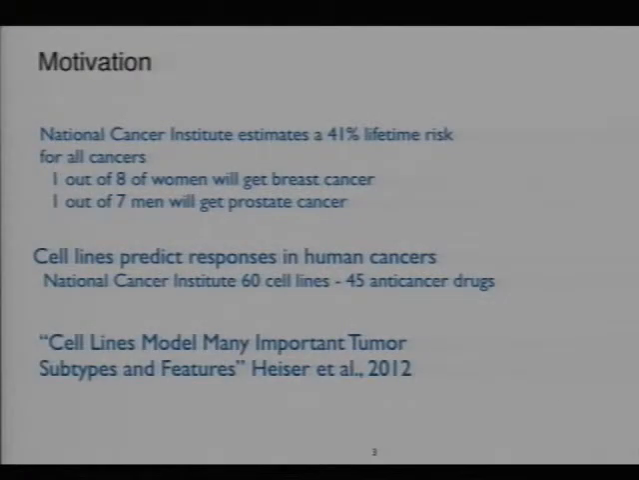The other part of this is that cell lines do recapitulate what happens in tumors. They recapitulate the subtypes and the features. And so that's very important for us to be able to use them as effective models.